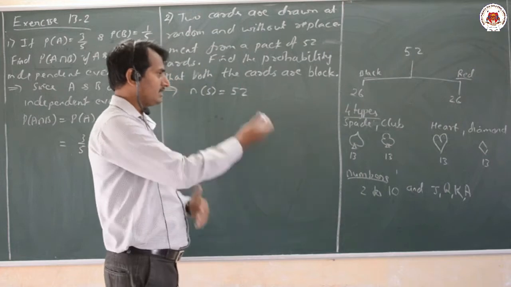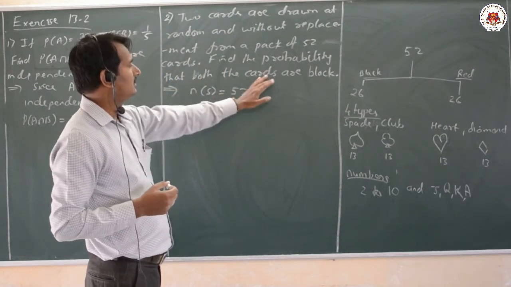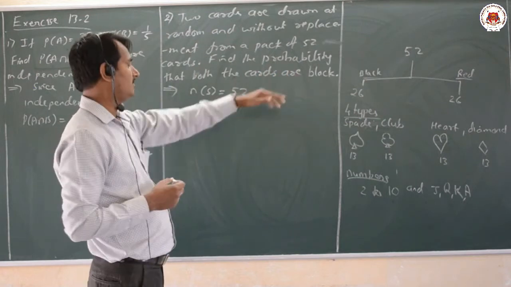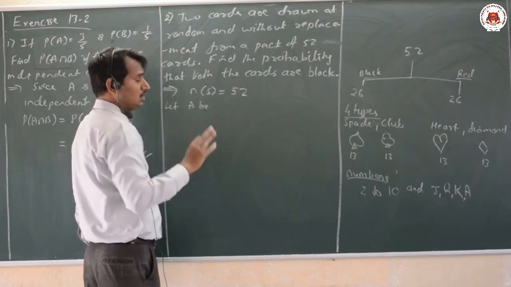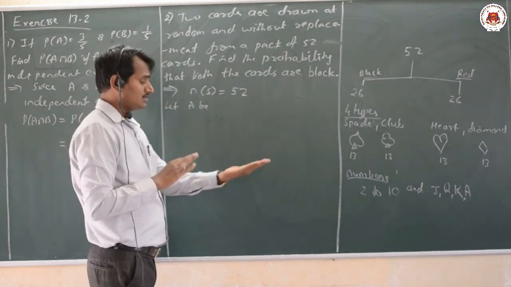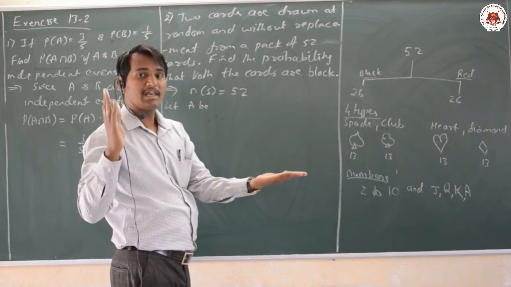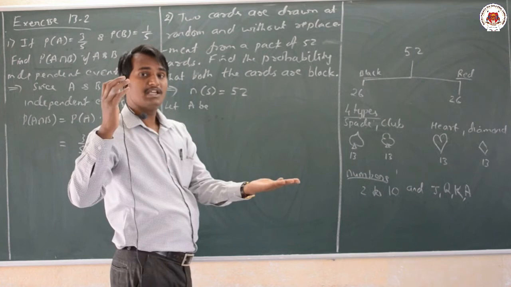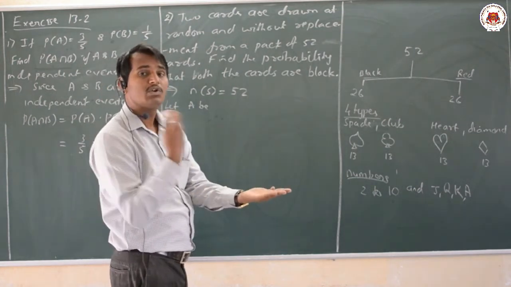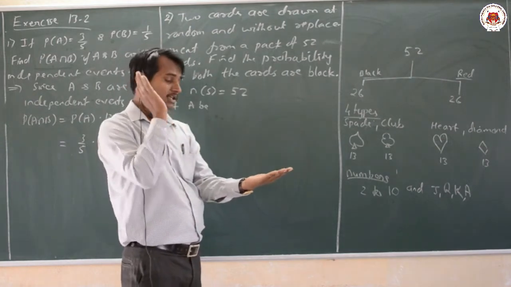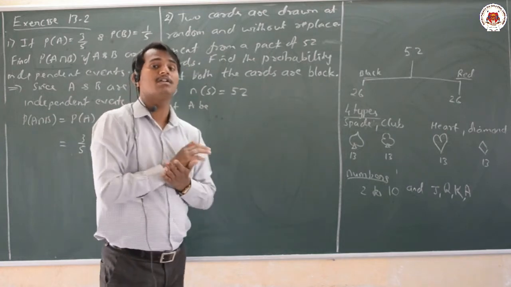Dear students, now let us come back to our actual problem: find the probability that the card is black. Let there be 2 events from the set of 52 playing cards. Let A be the event of choosing a black card, and B be the event of choosing a black card. One more thing to remember: choosing a card without replacement means that if we choose a card, we keep it aside and do not put it back.